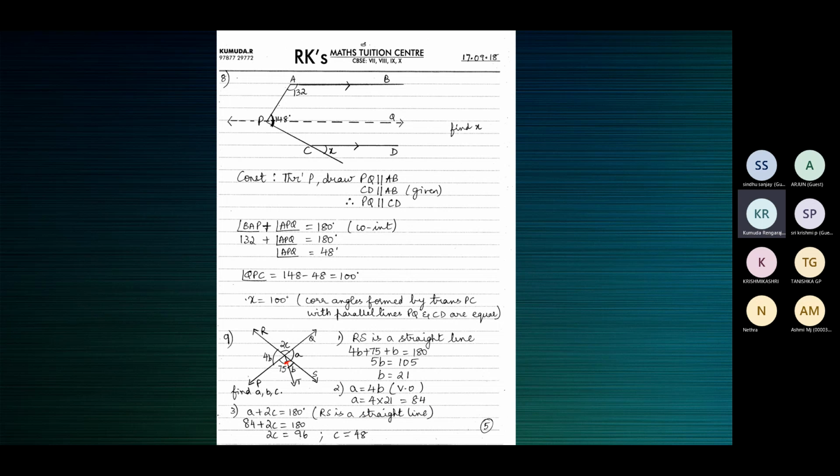Now, if you don't see this line in the middle, you can see two intersecting lines. Vertically opposite angles are equal. So 2C is equal to 75 plus B, and 4B is equal to A. Here there is 2C, and here there are two angles, 75 and B. So 2C is equal to 75 plus B.